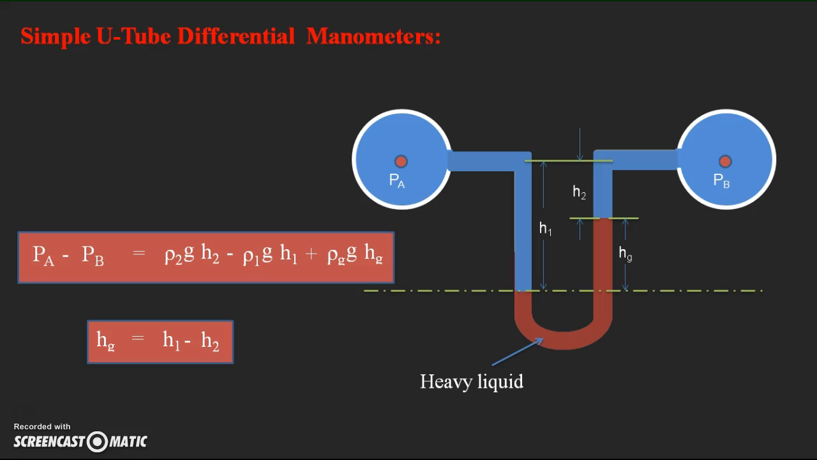Okay, so I hope you understand, and in the next video we will discuss the next type of differential UTube manometer, that is the inverted differential UTube manometer, which is used for finding low pressure values.